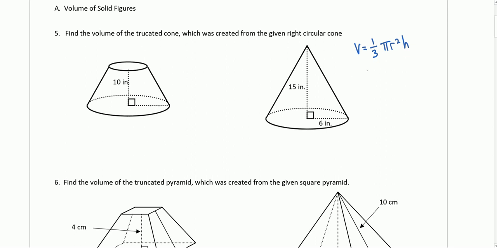So plugging this in, we get 1/3 pi times 6 squared times 15. Punch that into your calculator. So I'm going to type in 6 squared times 15 divided by 3. Don't multiply the pi, leave the pi alone, and you end up with 180 pi. So that's the volume of the large cone.